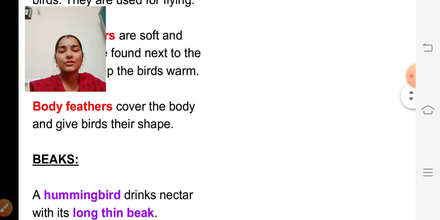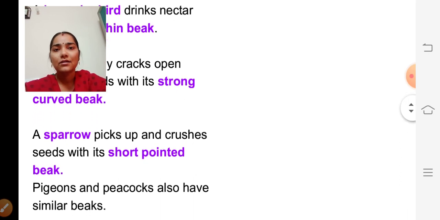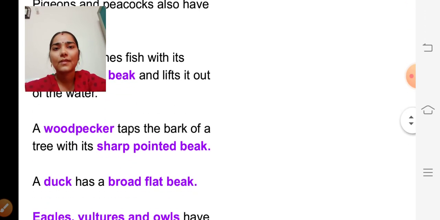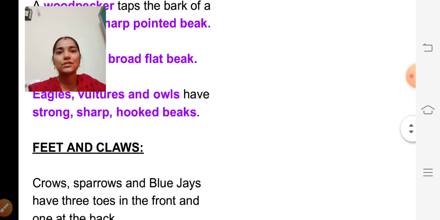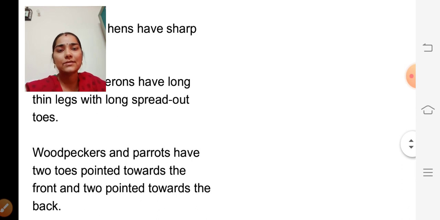Next one is beaks. So different birds are having different beaks according to the food they eat. Here we have seen different kinds of beaks of different kinds of birds. Next one is feet and claws. Different kinds of birds have different kinds of feet according to their usage. So here we have seen some different kinds of feet and claws birds are having.